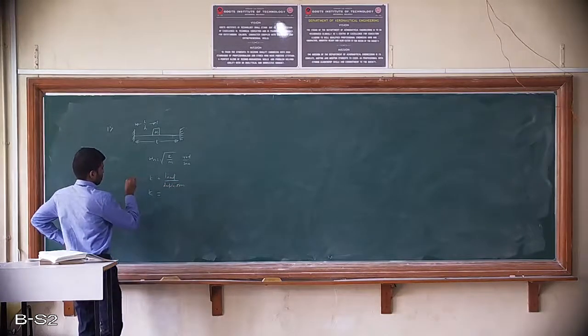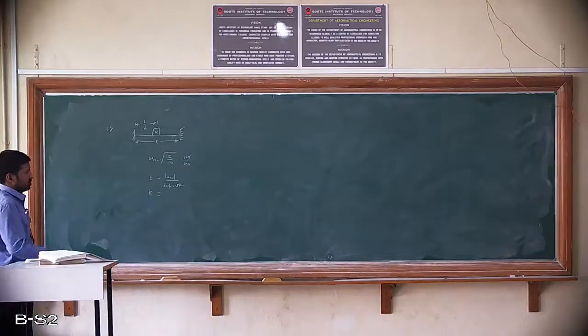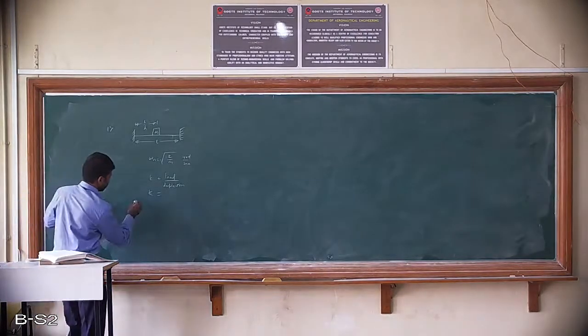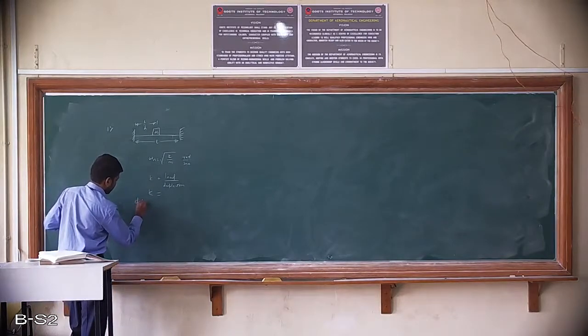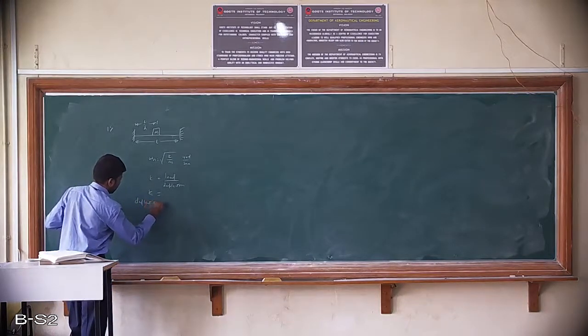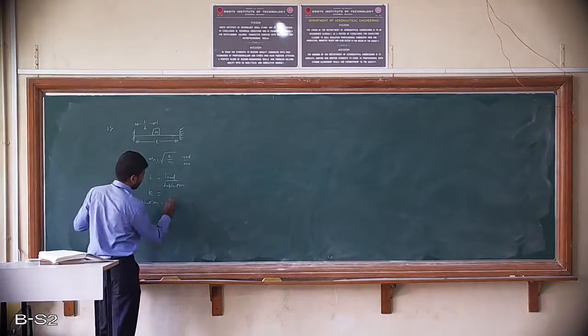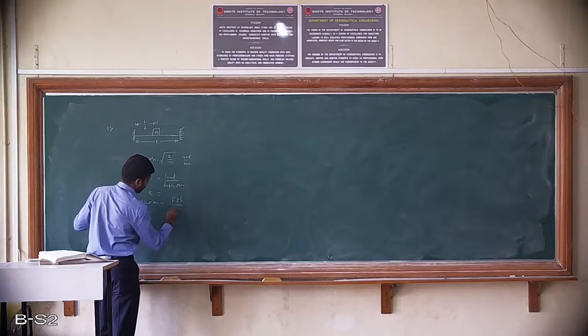So how to find out the deflection? The deflection at the center of a bar which is fixed at both the ends with a load F at the center is given by deflection is equal to FL cube divided by 192 EI.